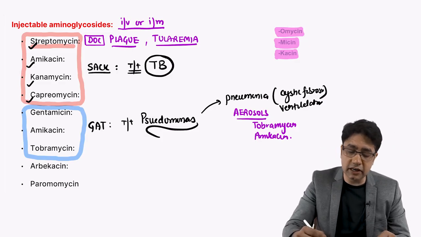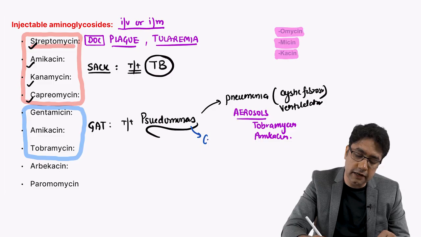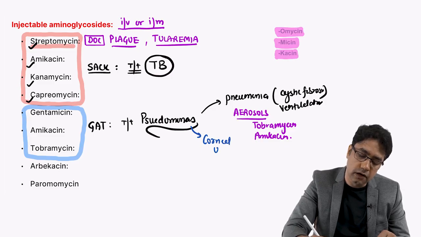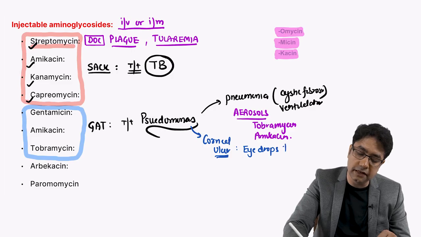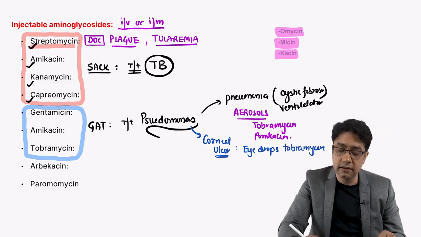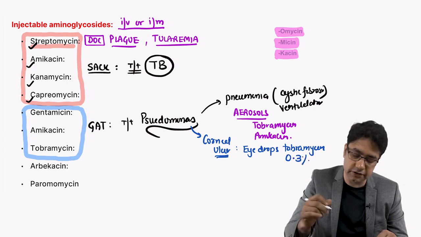Similarly, Pseudomonas sometimes in immunocompromised people can cause corneal ulcer also. For this corneal ulcer, we have eye drops of tobramycin. Tobramycin eye drops are also present. The concentration of tobramycin eye drop is 0.3%.